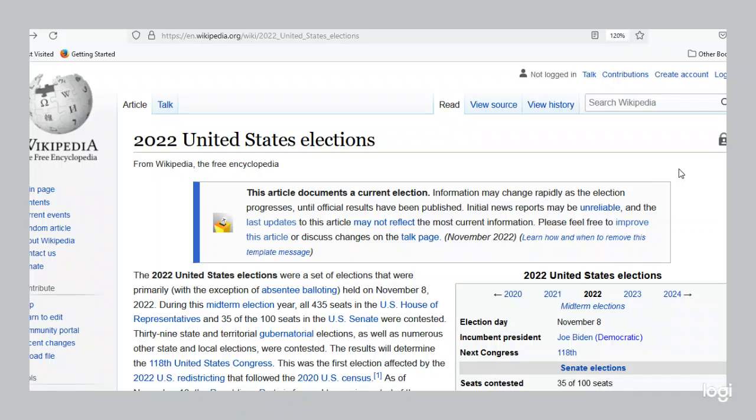How's it going, everyone? This video is going to be about the United States midterm elections, how they are run, what they mean, the strategy behind it, and the math behind it. Okay, so first off, the midterm elections are not the presidential elections. The president is still the president.